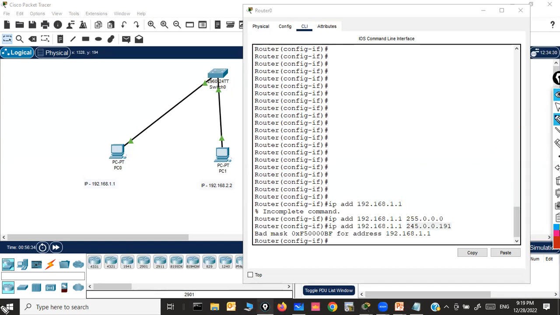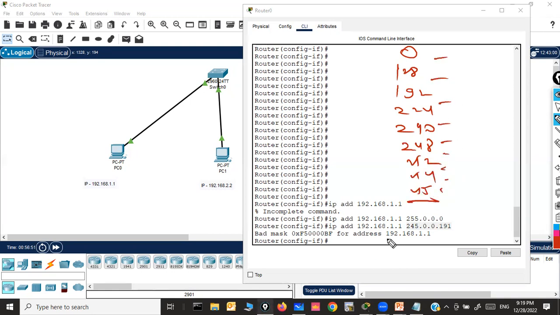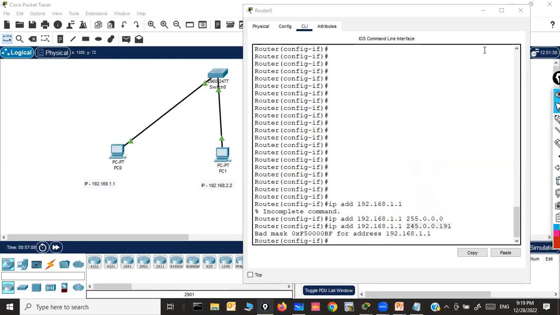But how do we know that? We can use 0 or maybe 128, 192, 224, right? 240 or even 248, 252, 254, 255. Only these values are accepted in a subnet mask. We cannot take any value in the subnet mask, right? Here I tried to assign 245 and see here the bad mask, it is not a valid number. But rest assured, you'll understand all this concept.